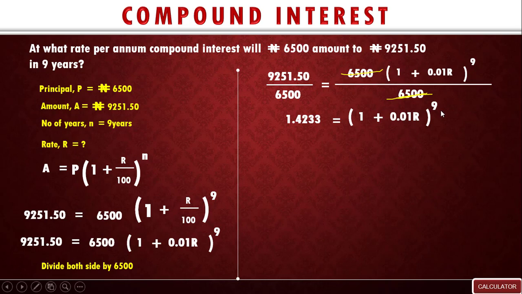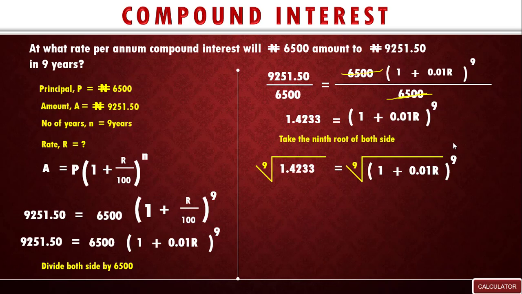Okay, the next thing to do now, since we are looking for R, this raised to power 9 is preventing us from doing that. So what we need to do now is to take the 9th root of both sides. We take the 9th root of the left hand side and the right hand side. The essence of doing that is to cancel out this raised to power 9. So let's try to do that. Taking the 9th root of both sides, you can see 9th root right here of the left hand side and 9th root of the right hand side. So when we take the 9th root we cancel out the raised to power 9, and then what we have left there will only be 1 plus 0.01 R.